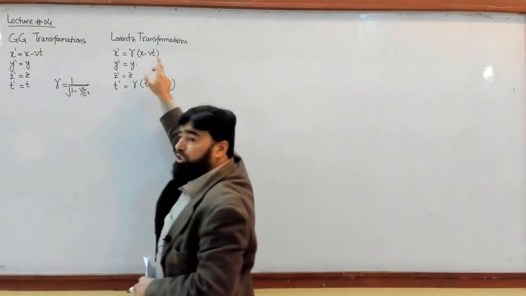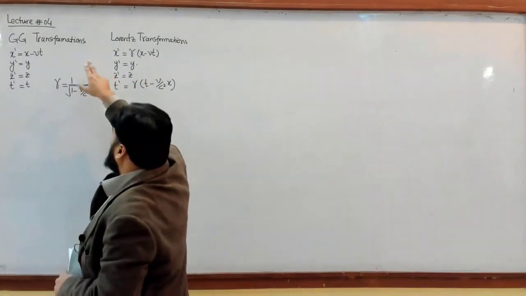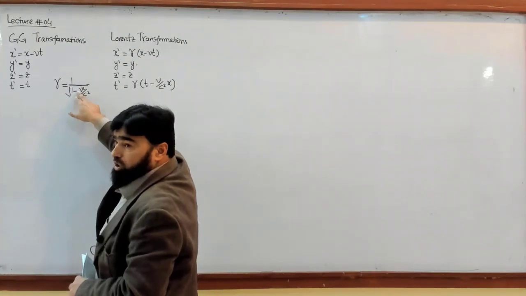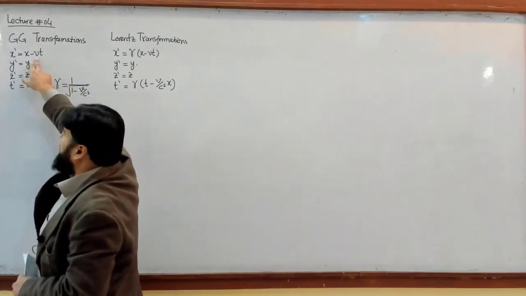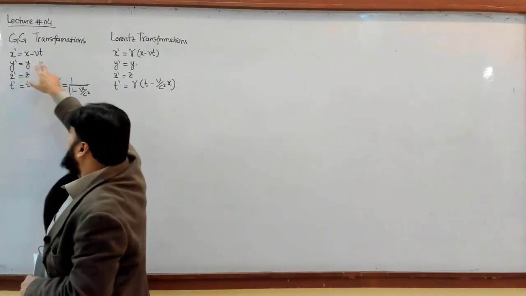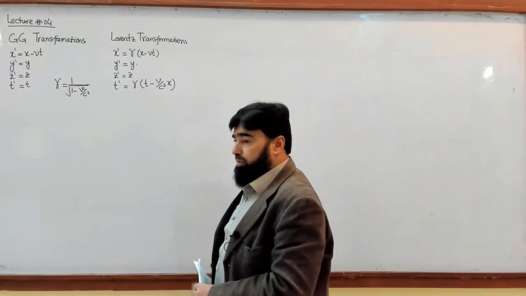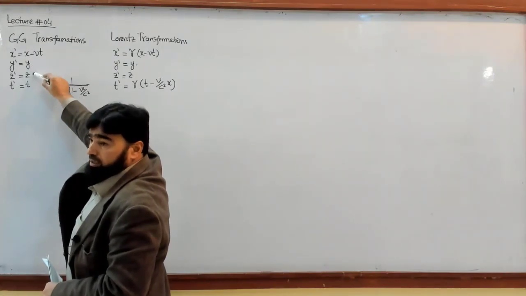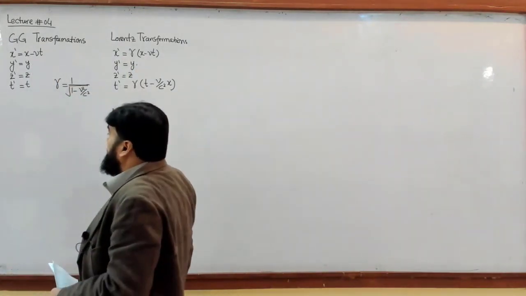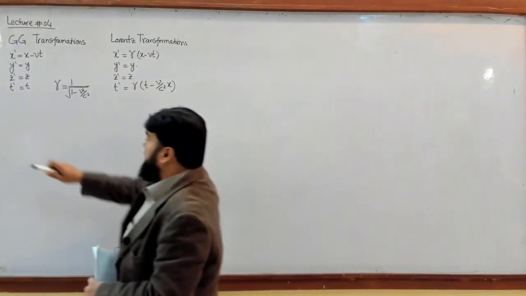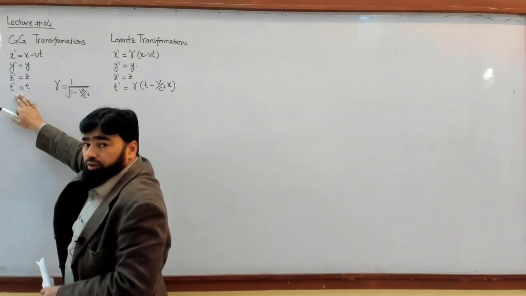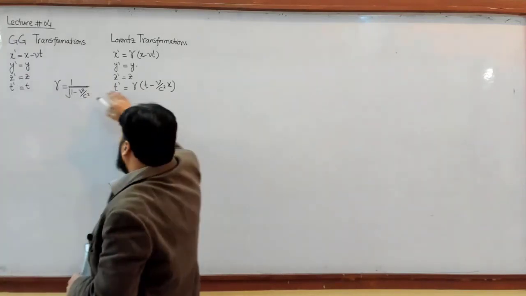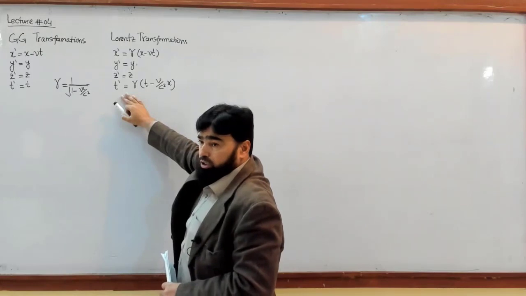The only difference between them is that when the speed of the body or the frame reaches close to the speed of light, then the Galilean transformation is no more valid, and we will have to go to the Lorentz transformation. The two other components of space are the same in both transformations, while the time, if I look here, is absolute. Whether a frame is stationary or moving, the time is the same for both of them. But in the Lorentz transformation, time is not the same.